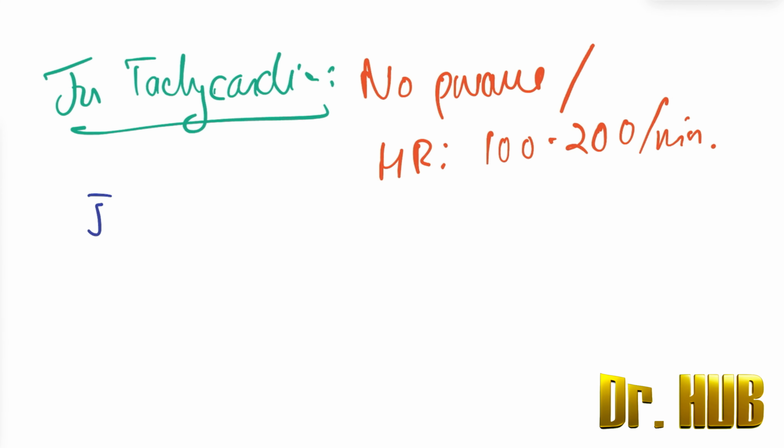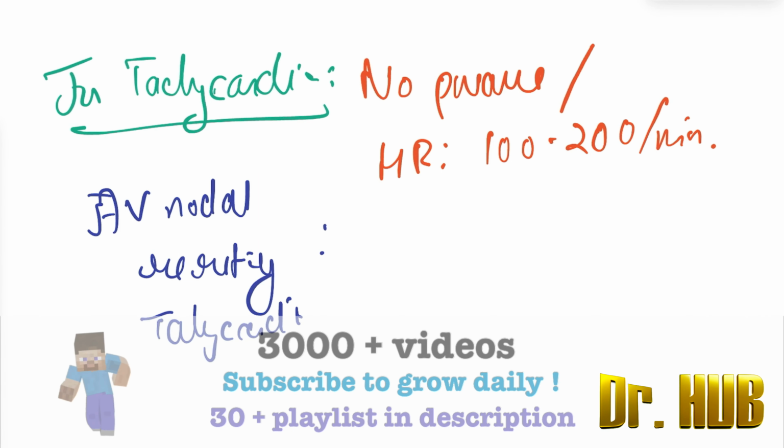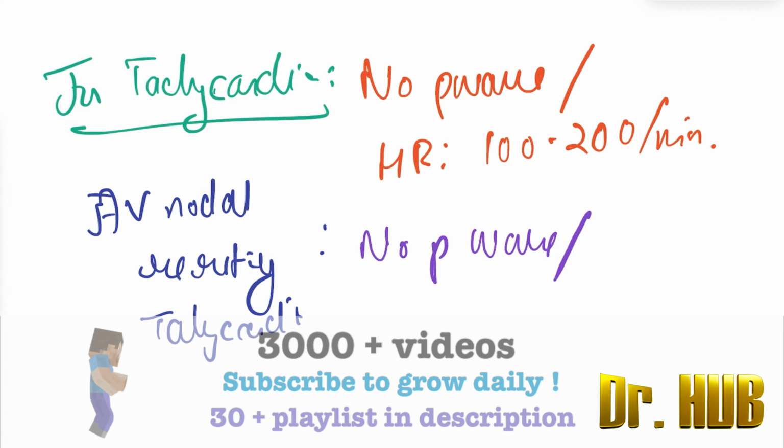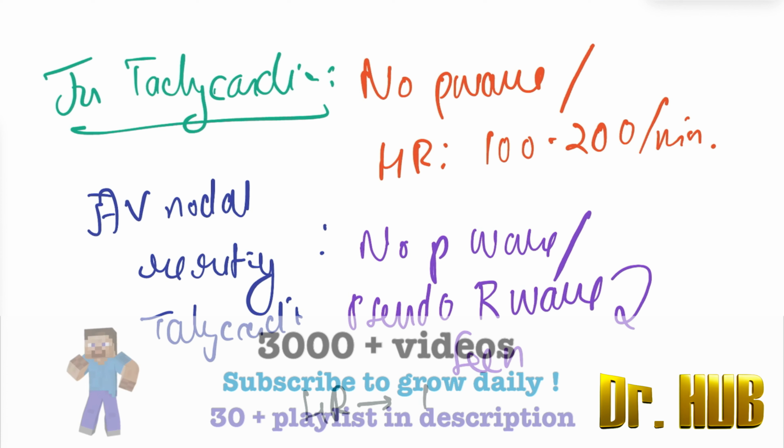Next, when you look at the AV nodal re-entry tachycardia, in this case, there is no P wave. There is a pseudo R wave. A pseudo R wave may be seen, and the heart rate is close to 150 to 250 per minute.